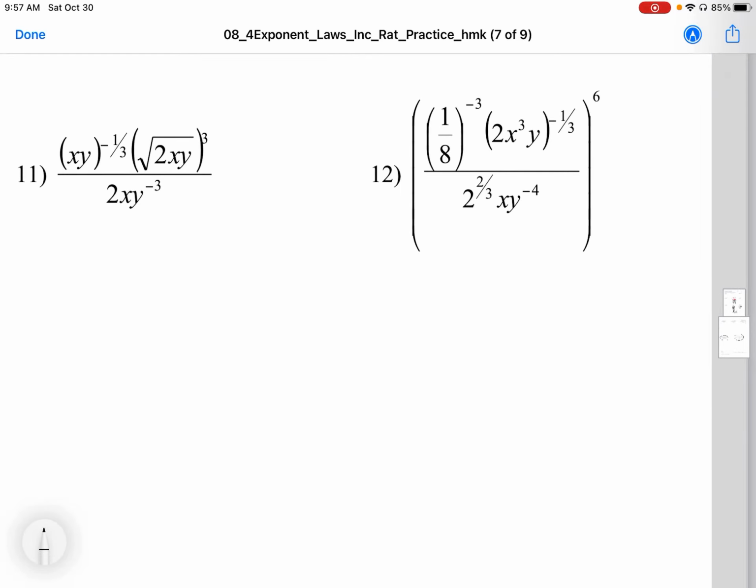In question number 12, we have rational exponents, negative exponents, and fractions. So we got all sorts of stuff going on here. We could work inside out or outside in, it doesn't matter, but we have to be careful working outside in. In this case, I'm going to work outside in just because the root value of 3 and the power value on the outside are compatible with each other. They'll in fact cancel each other out.